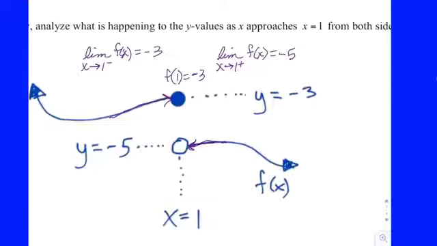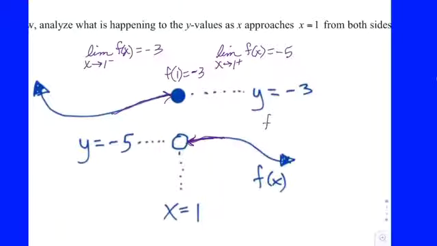So in this case, both the one-sided limits exist, but they're not the same. And when that happens, what type of discontinuity do we have? A jump, okay? So we're working towards defining all of these discontinuities by way of limits. So anytime the limit from the left and the limit from the right exist, but are different numbers, you're going to have a jump. So f has a jump, and we'll just say at x equals 1.